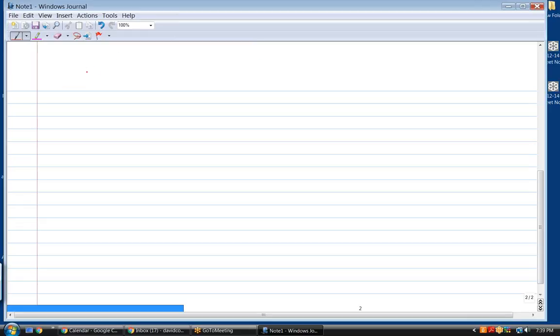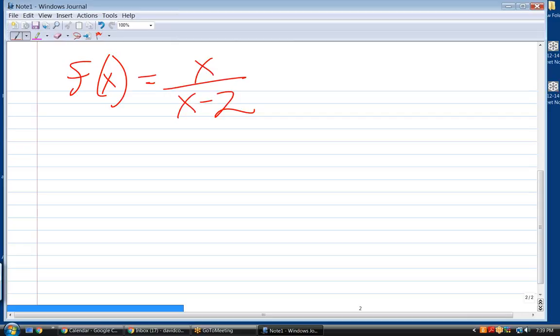Find the domain of the given rational function. f of x is equal to x over x minus 2. What can x not be? 2. Is there any other value it can't be? No, 2 is it. You got it. But that's what domain is all about, is figuring out what x cannot be.